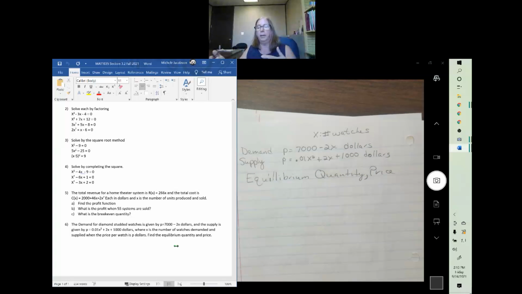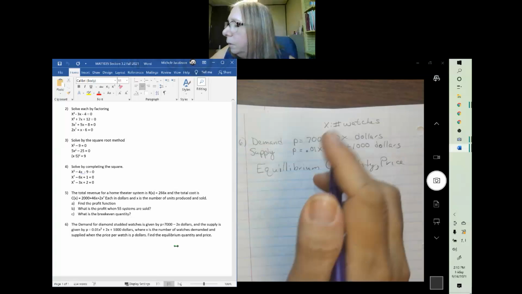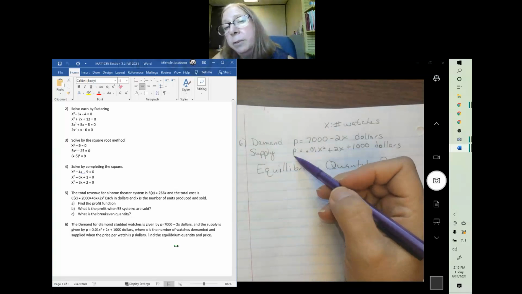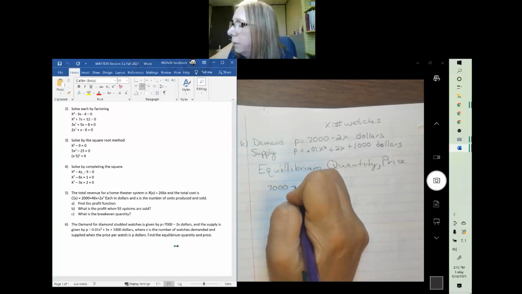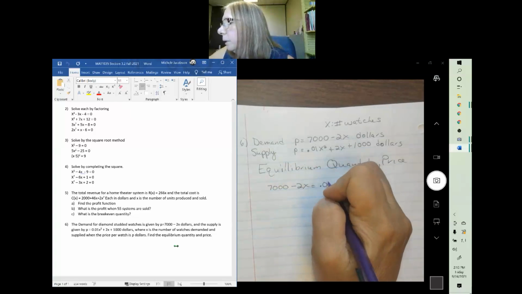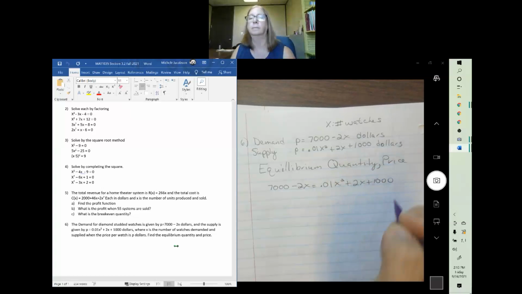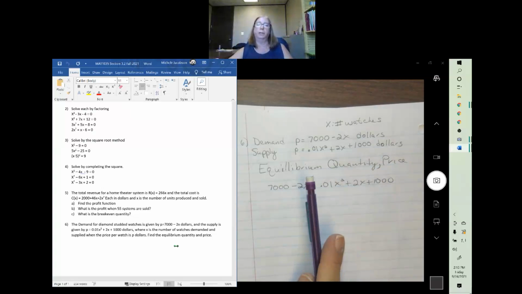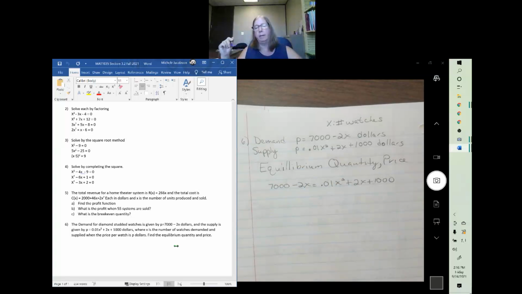Equilibrium quantity and price. An equilibrium is when your demand and your supply are the same. Your public demands the same amount that you are supplying. So we set them equal. They're both already solved for P, so we could substitute the one into the other and have 7,000 minus 2x equals 0.01x squared plus 2x plus 1,000. Again, we have the x squared, which means we have a quadratic, so it needs to be set equal to 0. Any questions so far?